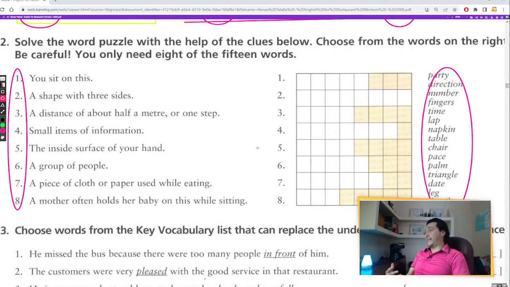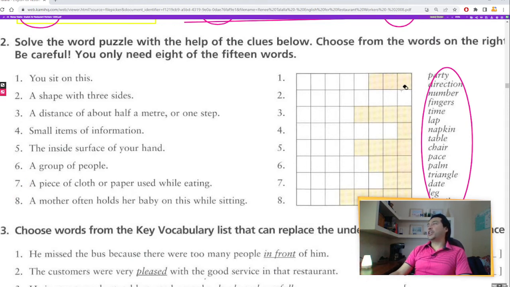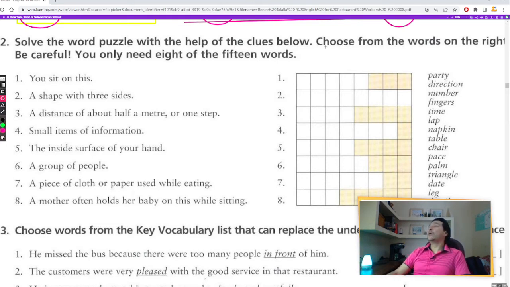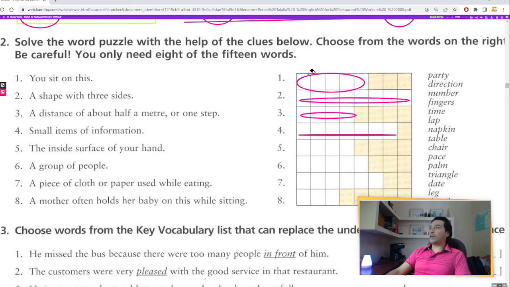This is a vocabulary exercise. We just finished the verbs. Now we have nouns. Nouns are places, objects, people, ideas, or concepts. We have the definition and we have the words right here. And we also have the puzzle. The puzzle has the number of letters. So make sure you have the correct number of letters.